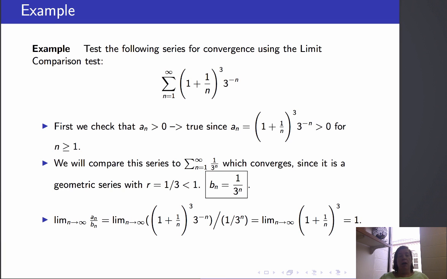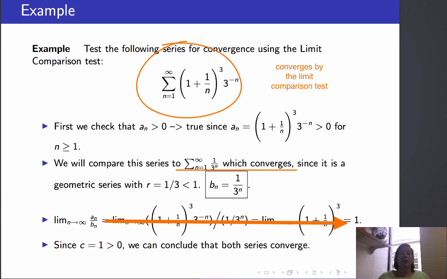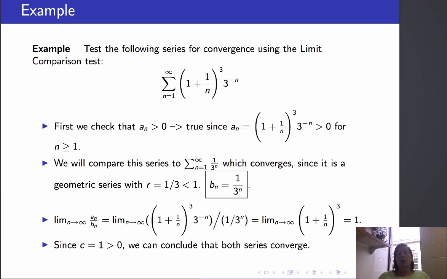Okay, so let's apply our limit comparison test. We take the limit as n goes to infinity of a_n over b_n, which is the limit as n goes to infinity of 1 plus 1 over n cubed over 3 to the n divided by 1 over 3 to the n. And cancelling the 3 to the n's, we get the limit as n goes to infinity of 1 plus 1 over n cubed, which is 1, and therefore we can conclude that both series converge because the limit is a finite number which is greater than 0 and of course less than infinity.